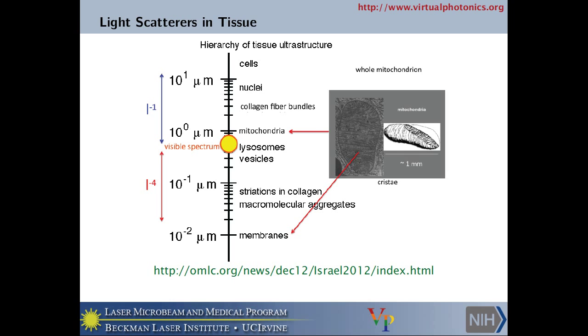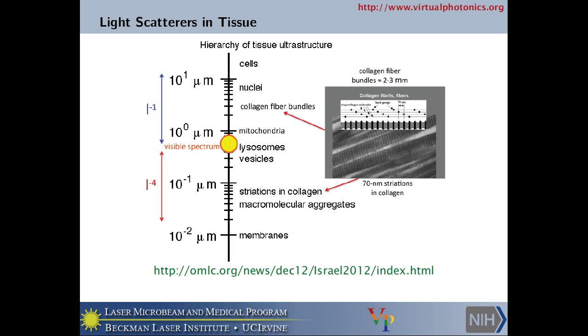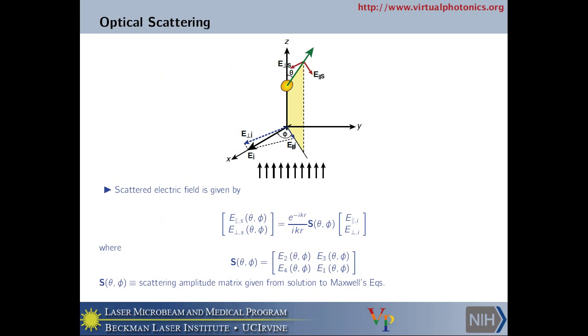Now, as we know, tissue is not just cells, it's also matrix and vasculature. One of the most important matrix components is collagen, and collagen in itself has a hierarchical structure with striations going down to tens of nanometers, all the way to how they're packaged into collagen fiber bundles that could be as large as a few microns. How these structures scatter light is related to the characteristic spatial scales and the refractive index variation. And we're going to talk about that next.